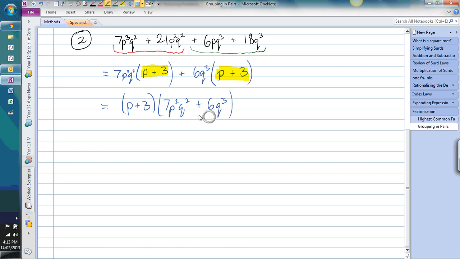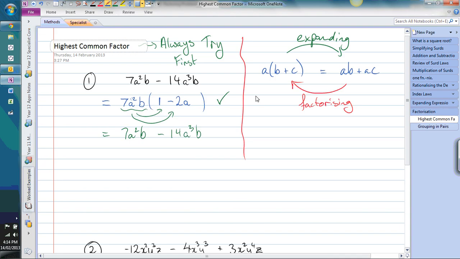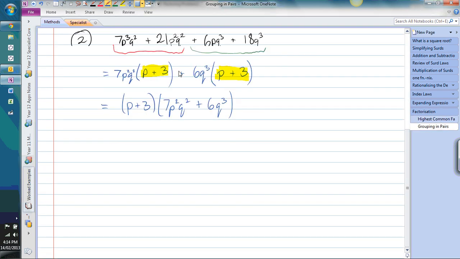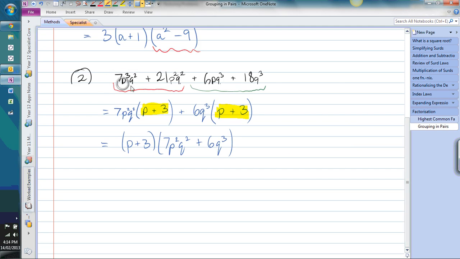I can tell that I forgot to do something because I look at this second bracket and I notice that there's actually a common factor there. Both terms have at least a q squared in them. This one's got a q squared, that's got a q cubed. And if this happens, it means you didn't try to do a highest common factor first. And in fact, if you look at this first step, oh, I've lost the bottom of my line of working, but if you look at that first step, you'll notice there is a q squared in every term.